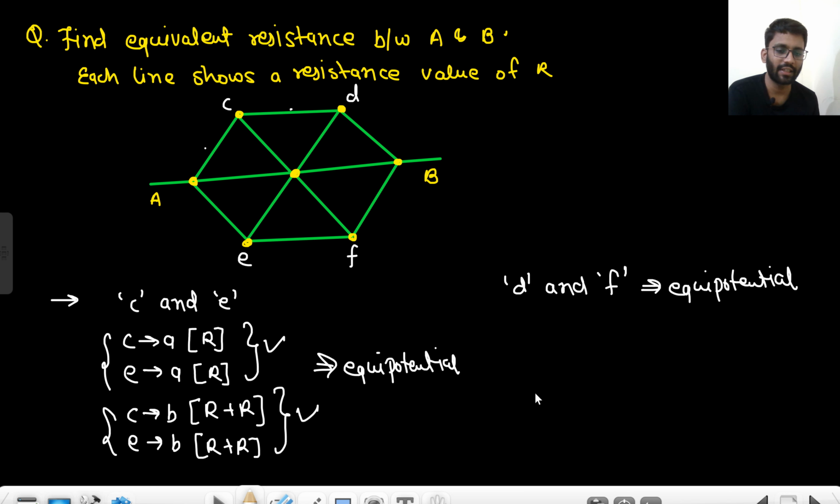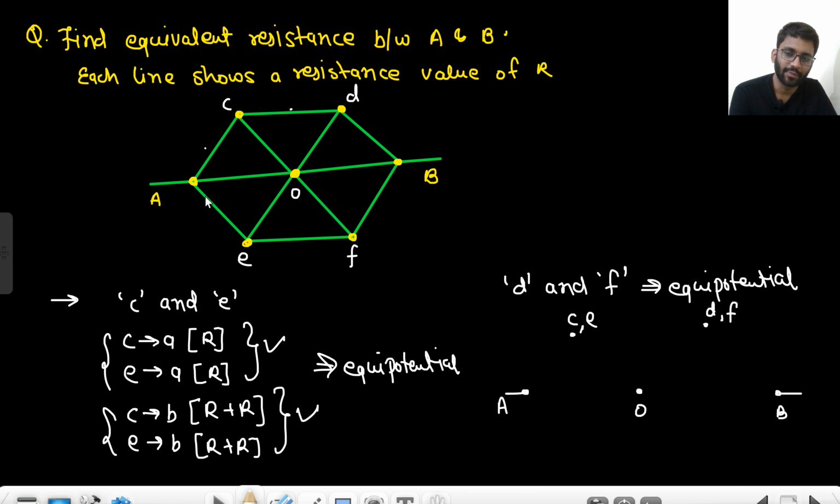So basically, how can our circuit look now? This is A, this is C and E. This is O, I am saying O. This is D and F, and this is B, right? So between C and E, we have this resistance and this resistance. Both will come in parallel. Between A and C, we have R resistance. Between A and E, we have R resistance. So R parallel with R will become R by 2.